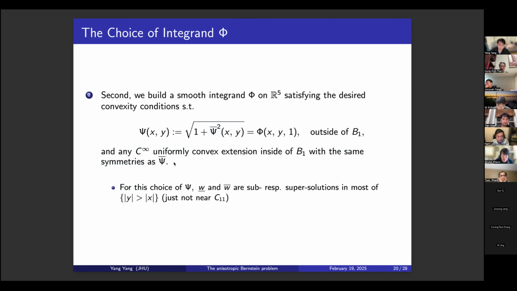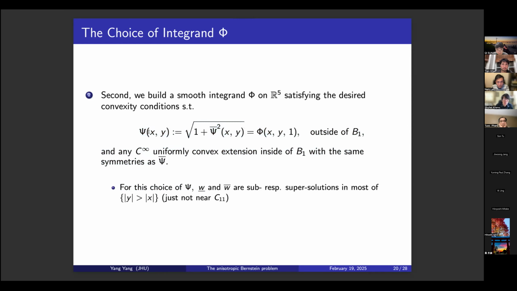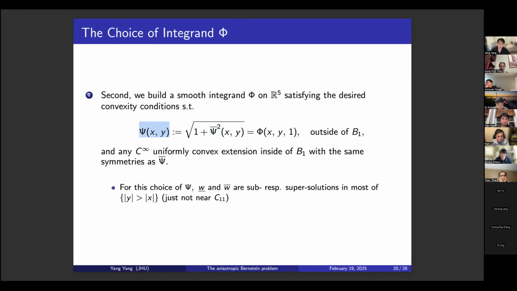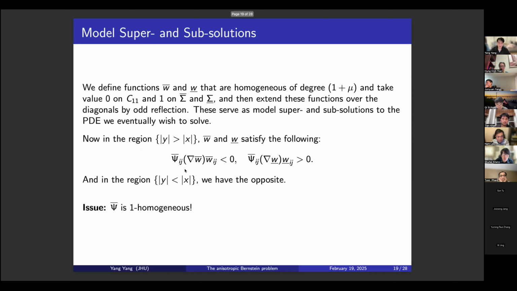Okay, so now we are good. We changed this function to an asymptotically one-homogeneous function, and it's smooth. But the point is that we mess up this equation a little bit because we changed this function, so we don't have the supersolution and subsolution on the whole region anymore. So we mess up this equation.